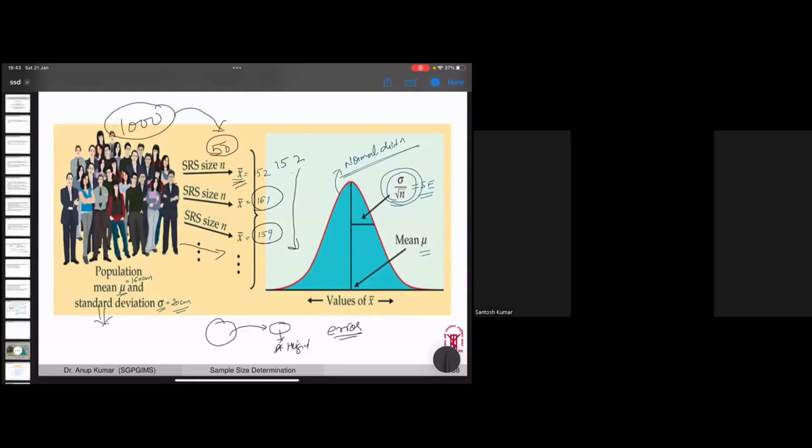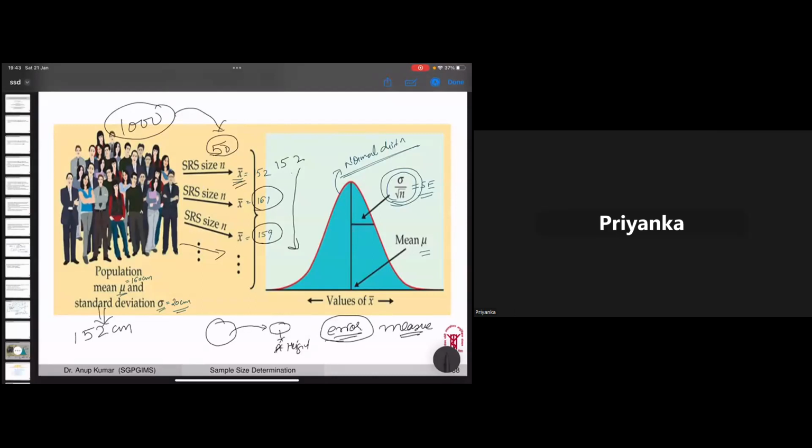The actual value can be 152 centimeters, but when you do it, it comes out to be 161 centimeters. So you are committing an error and you want to measure this error. Do you understand what error this is? It is a sampling error.